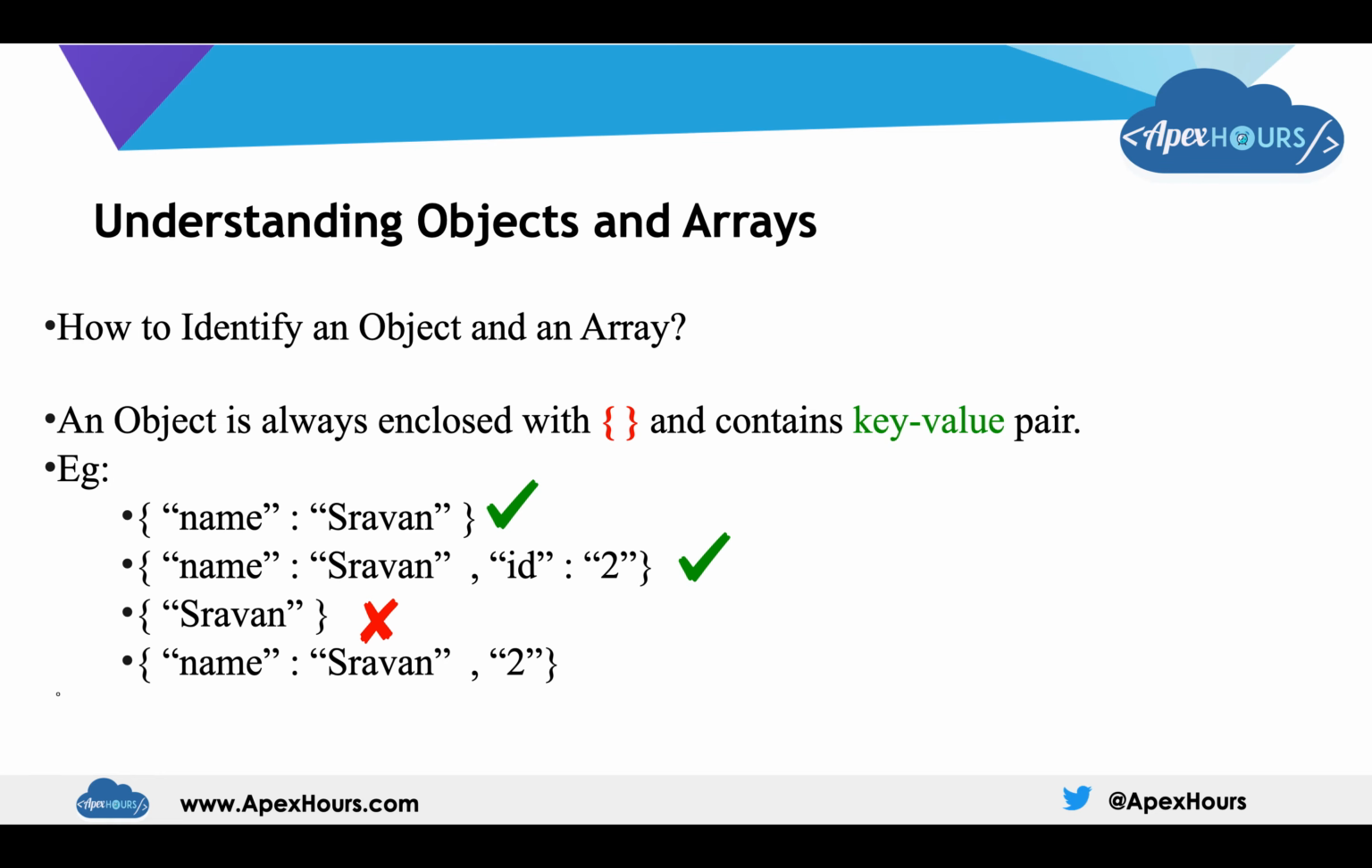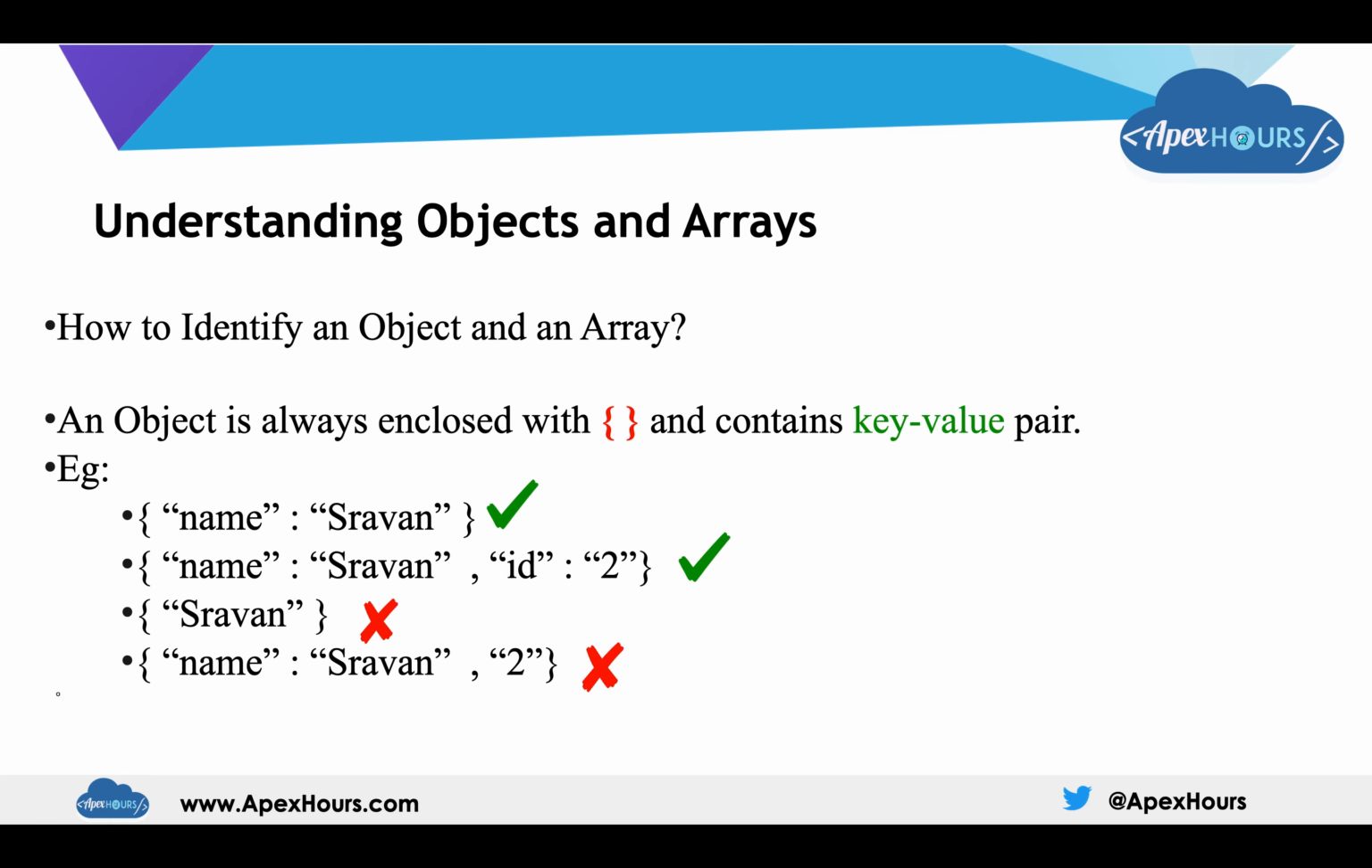Now coming back to the second example, enclosed within curly braces. Okay, it is fine. Now we have a key value pair, name and Shravan, that is also fine. There is another value and it is separated by comma, but that other value is not in the format of key value pair. Only number 2 is there. There is no id or no key anywhere, right? So that is wrong.